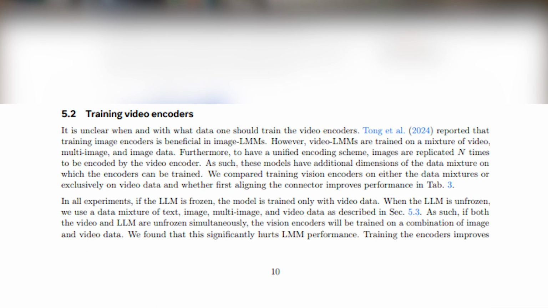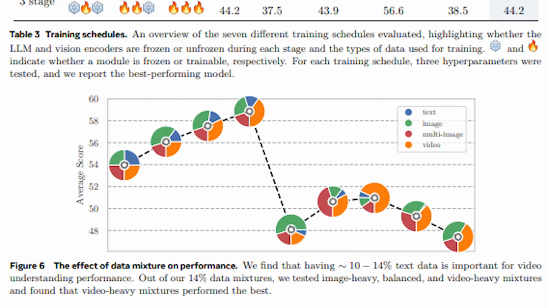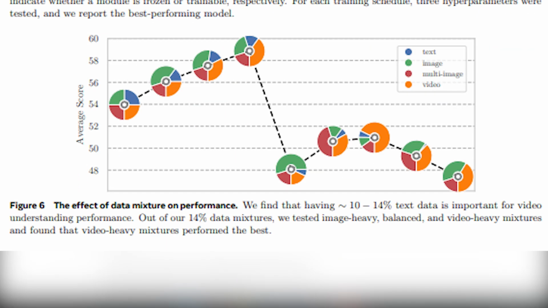So first they discuss the difference between image LLMs and video LLMs. And to find the best data combination for training, they conducted several experiments with different mixtures of data, as shown here. And as you can see, the best performing ones are the mixtures of data with higher percentage of videos, whereas in case the majority of data are images or text or multiple images, the performance was below average.